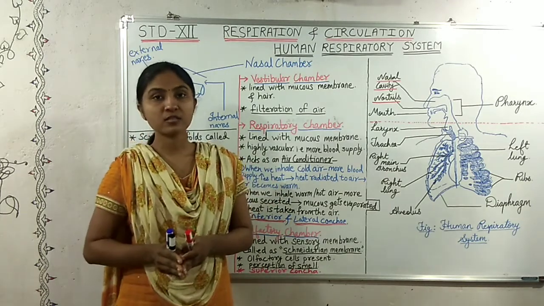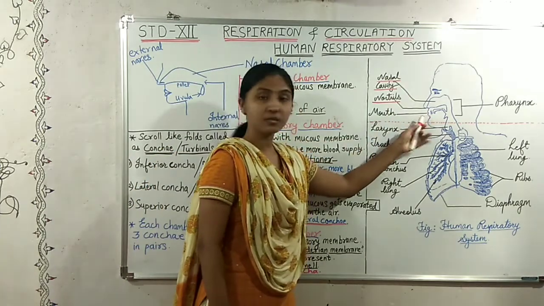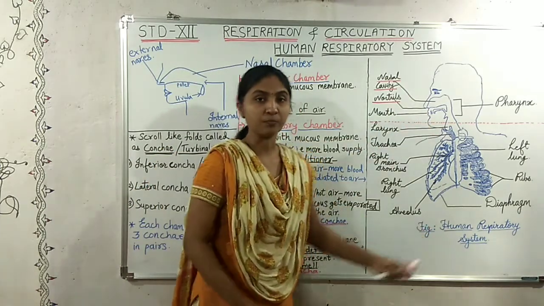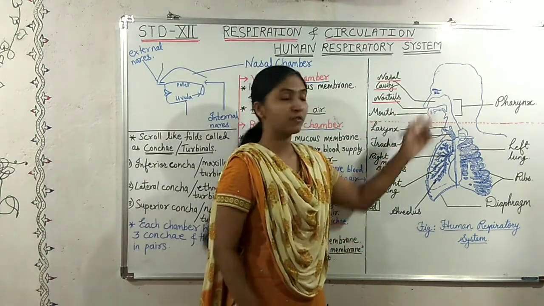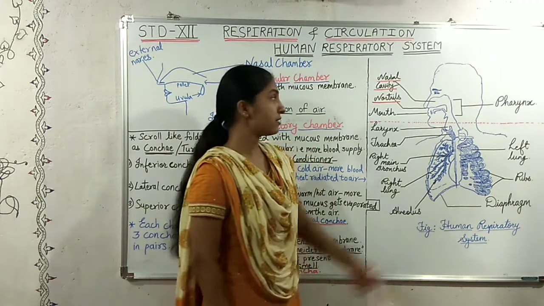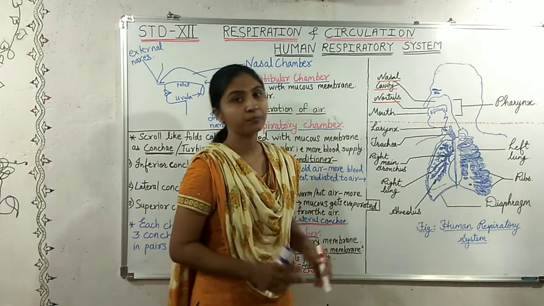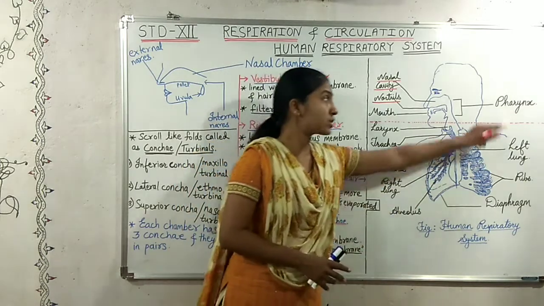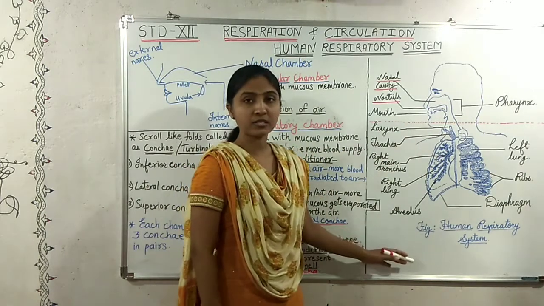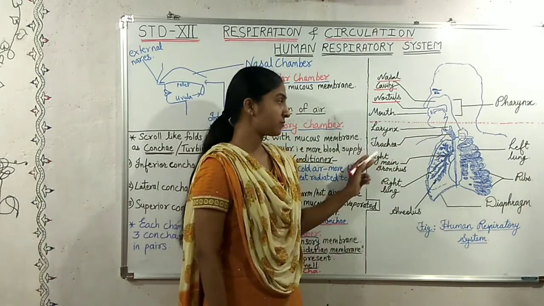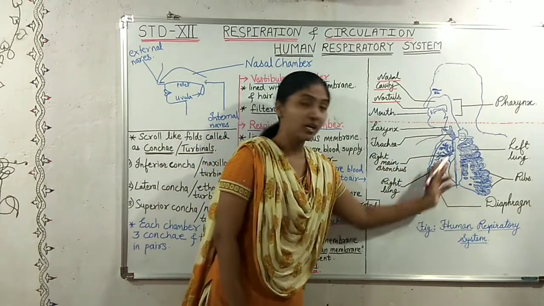This respiratory system is divided into two parts, the upper respiratory system and the lower respiratory system. The upper respiratory system consists of nostrils, which are also called external nares, nasal cavity, which is also called nasal chamber, internal nares, nasopharynx, and the throat. The lower respiratory system consists of larynx, trachea, bronchi, bronchioles, and the lungs.